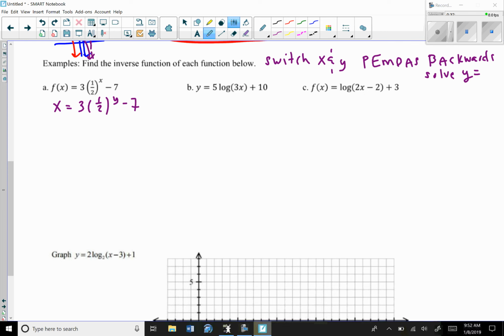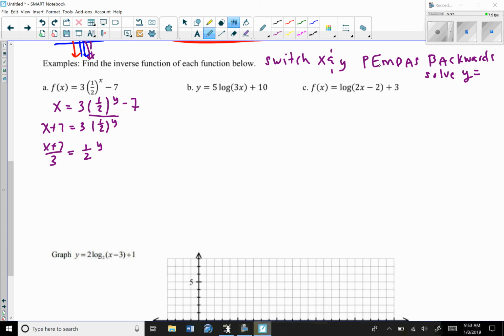When you're solving exponential equations, before you can write it as a log, you need to isolate the exponential part. So I need to isolate the 1/2 to the power of y by doing PEMDAS backwards, because PEMDAS backwards would mean addition and subtraction first. So I need to add that 7 to the other side. So x plus 7 equals 3 times 1/2 to the power of y. Then you get rid of multiplication and division, so divide by 3. So x plus 7 over 3 is equal to 1/2 to the power of y.